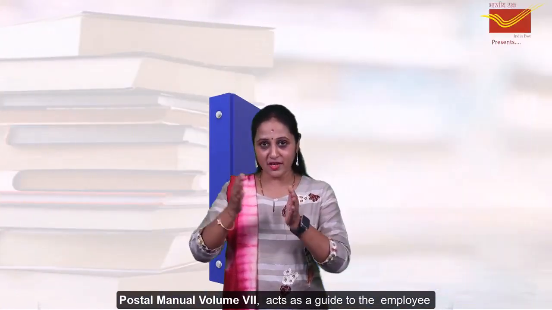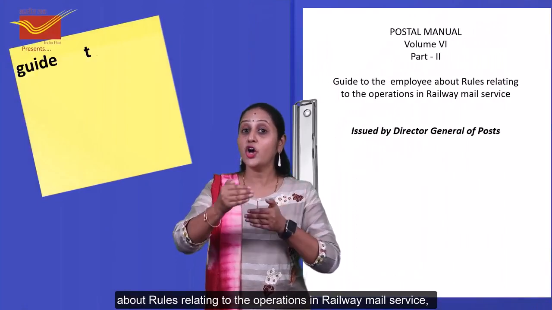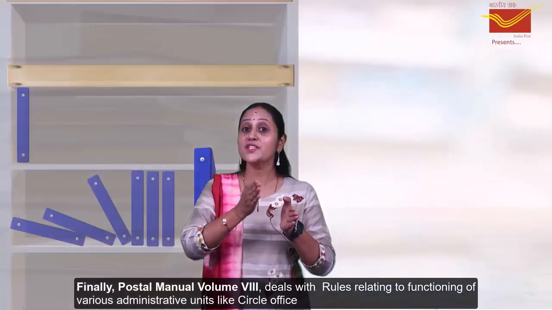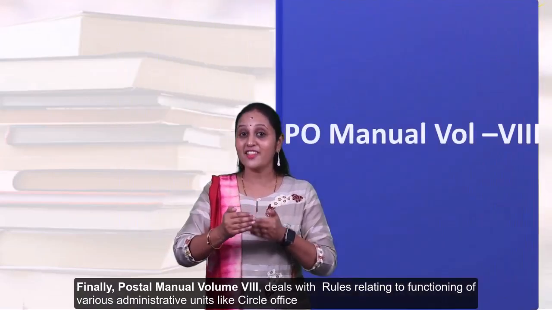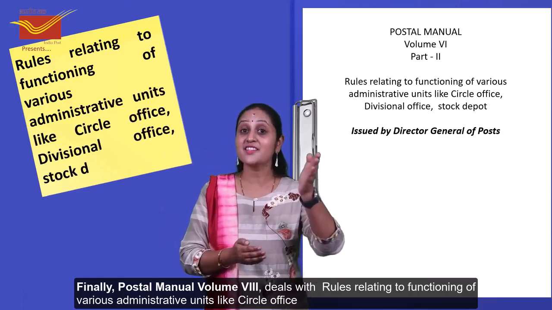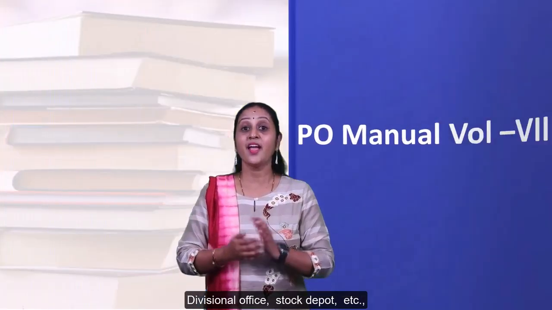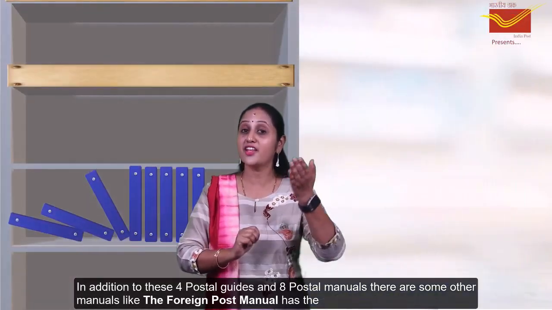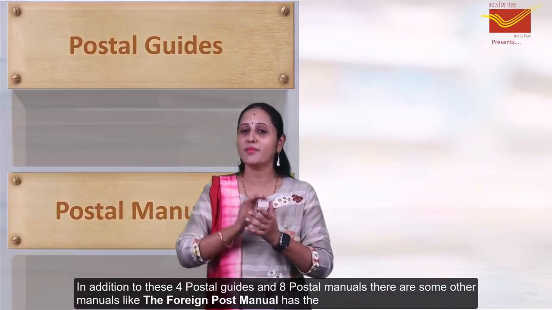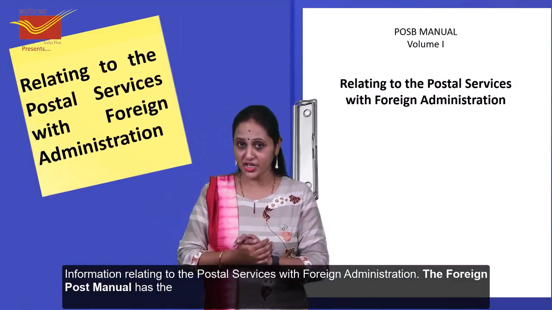Postal Manual Volume 7 acts as a guide to the employee about the rules relating to the operations in the railway mail service. And finally, the Postal Manual Volume 8 deals with the rules relating to functioning of various administrative units like circle office, divisional office, stock depot, etc. In addition to these 4 postal guides and the 8 postal manuals, there are some other manuals, like the Foreign Post Manual, which has the information relating to the postal service with the foreign administration.